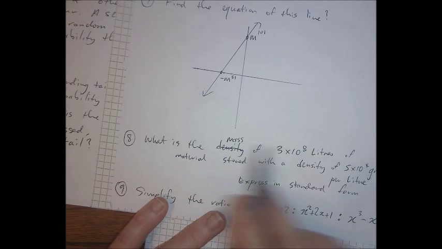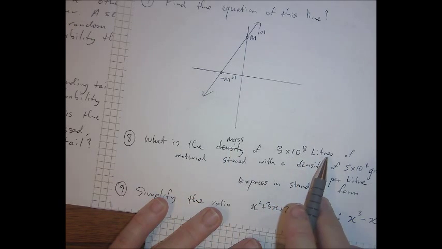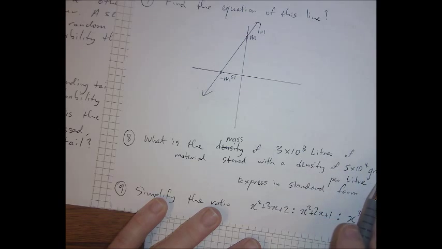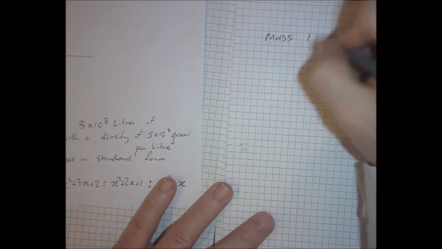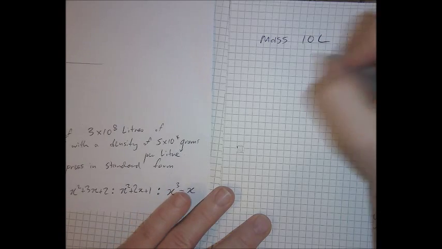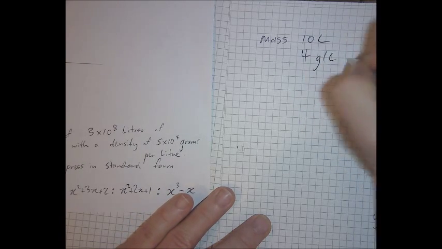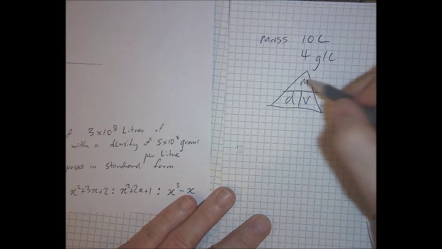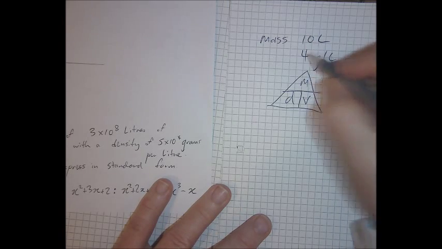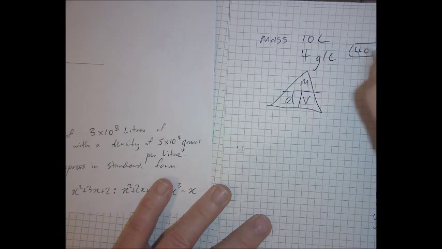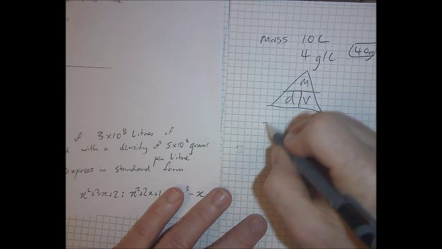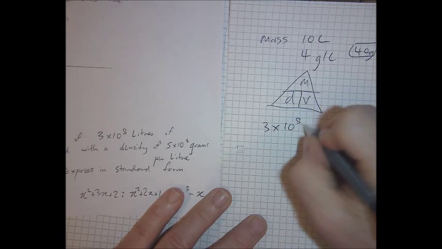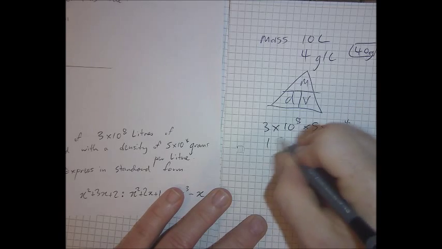What's the mass of 3 times 10 to the 8 litres of material stored with a density of 5 times 10 to the power of 4 grams per litre, expressed in standard form? Well, a simple version of that problem would be, what's the mass of 10 litres of material stored at a density of 4 grams per litre? Density equals mass divided by volume, so therefore mass equals density times volume. In other words, I would times those to get 40 grams. If I times them to get 40 grams, then I'm going to times these to get the answer.